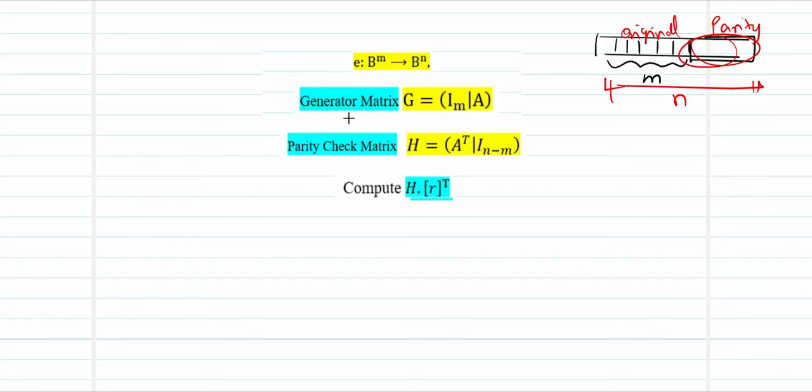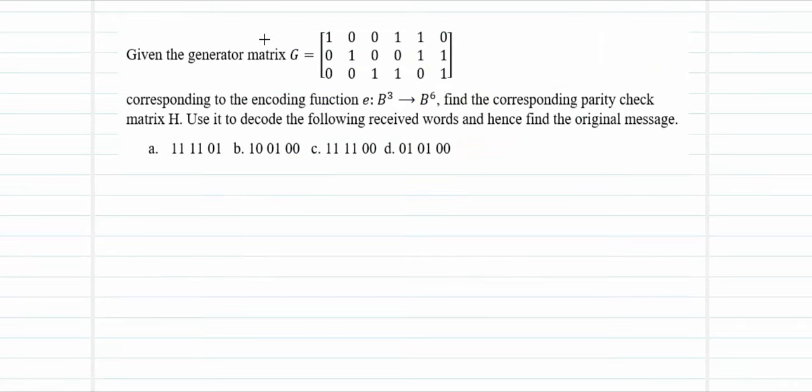And we know that the generator matrix G is of the format I_M augmented with A. The parity check matrix is going to be H, and it is A transpose augmented with I_(N minus M). And for each received word R, we will be computing H into R transpose. Keeping all these 4 points in mind, we move on to apply them to a problem. Given the generator matrix G, corresponding to the encoding function E from B^3 to B^6, find the corresponding parity check matrix H and use it to decode the following received words, and from the received words find the original message.